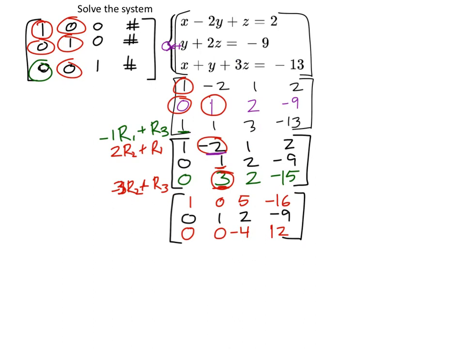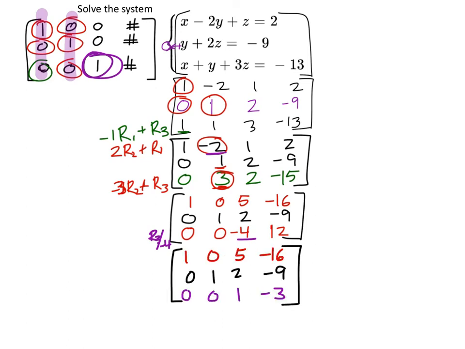So now we have this system, and yeah, we got the first two columns taken care of. What we need to do now is to make this -4 a 1 here, okay? So to do that, all I'm going to do is take row 3, and I'm going to divide it by -4. Because -4 divided by -4 is 1. Of course, I'll do 12 divided by -4, which is -3. And we're almost there. We just got to get these two zeros now out of this 2 and 5.